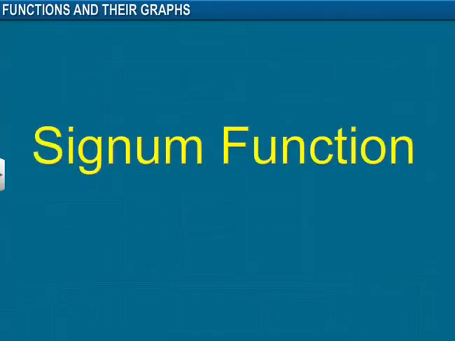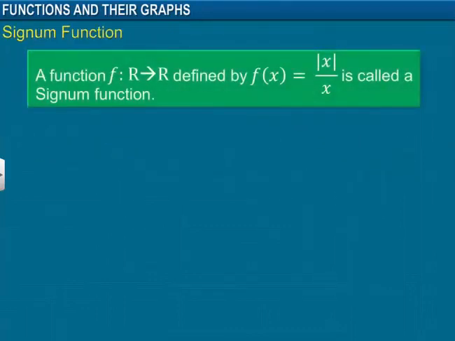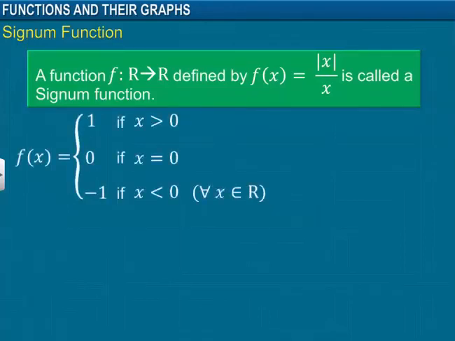The next function that we are going to discuss is the Signum Function. A function f from R to R defined by f of x is equal to mod x divided by x is called a Signum Function. That is, f of x is equal to 1 if x is greater than 0, 0 if x is equal to 0, and minus 1 if x is less than 0, for all x belonging to the set of real numbers.